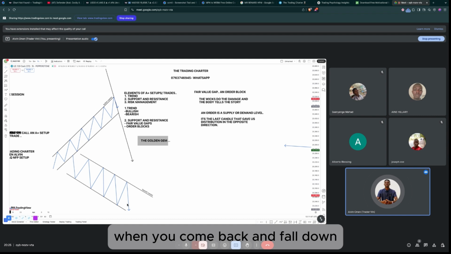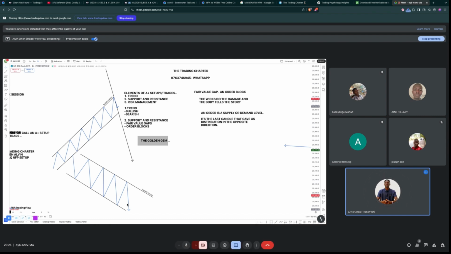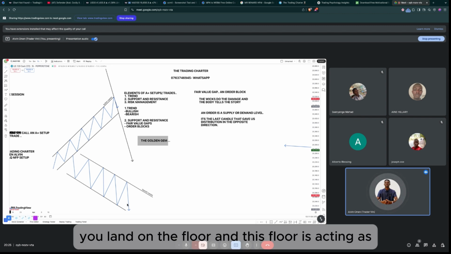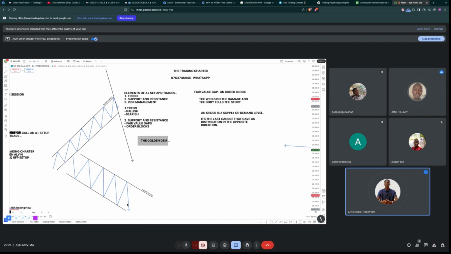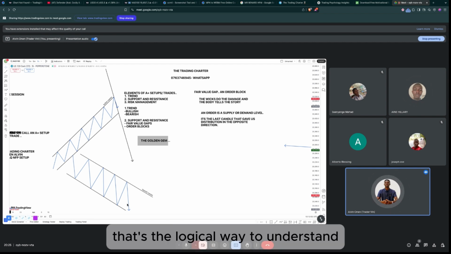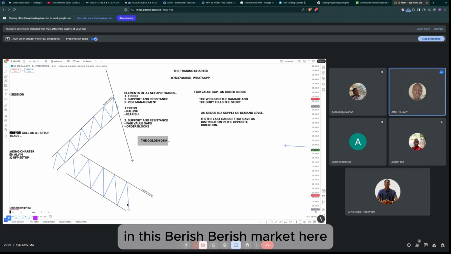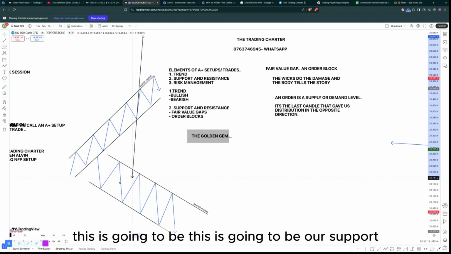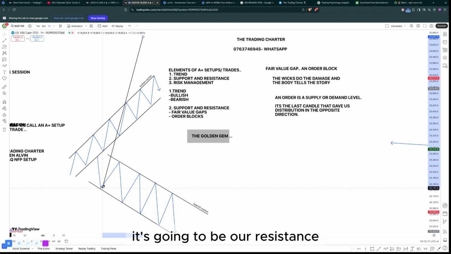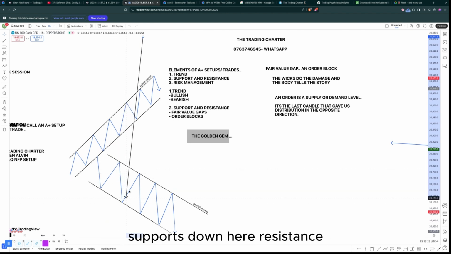Meanwhile, when you come back and fall down, where do you land? You land on the floor, and this floor is acting as what? Support. Yes, exactly. So now that's the logical way to understand support and resistance. So for example, in this bearish market here that we've labeled, this is going to be our what? Support. It's going to be our what? Resistance. Support down here, resistance.